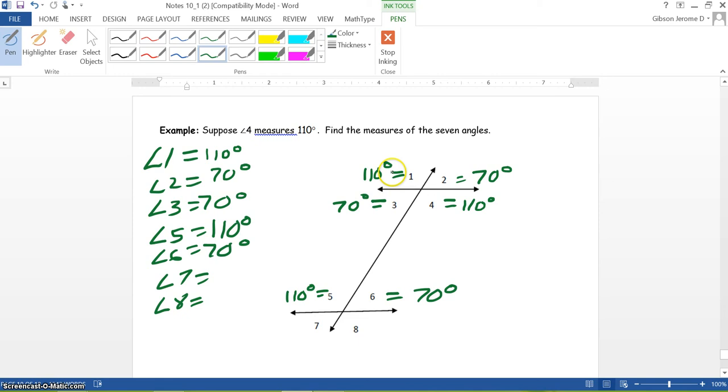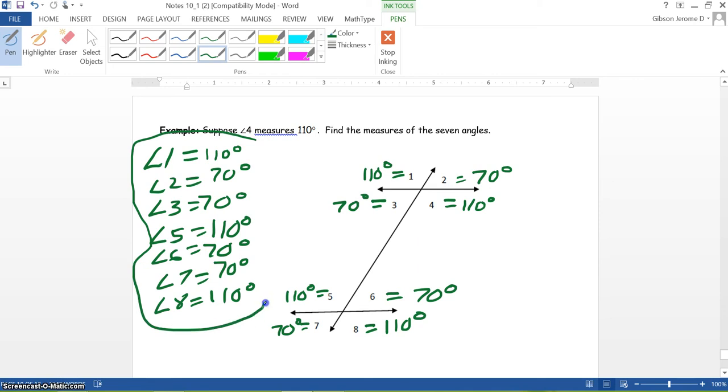Now alternate exterior angles, angle 1 and angle 8, both will equal each other, so angle 8 will be 110. And alternate exterior angles, angle 2 and angle 7, so 7 will also be 70 degrees. And this right here is your final answer.